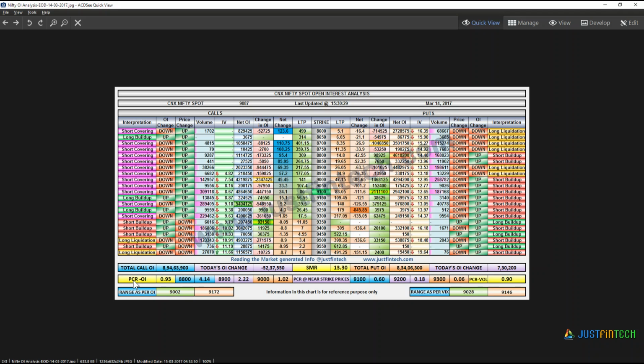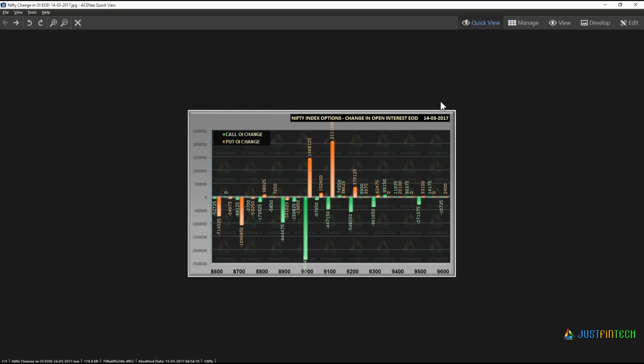And today there was a huge liquidation in a few puts, and on the overall OI of the calls, there is a liquidation of 52 lakhs, and in the total OI of puts there is an addition of 7 lakh 30,000. So overall, there is a lot of activity on the options front. Now let's see the strikes, how they have behaved.